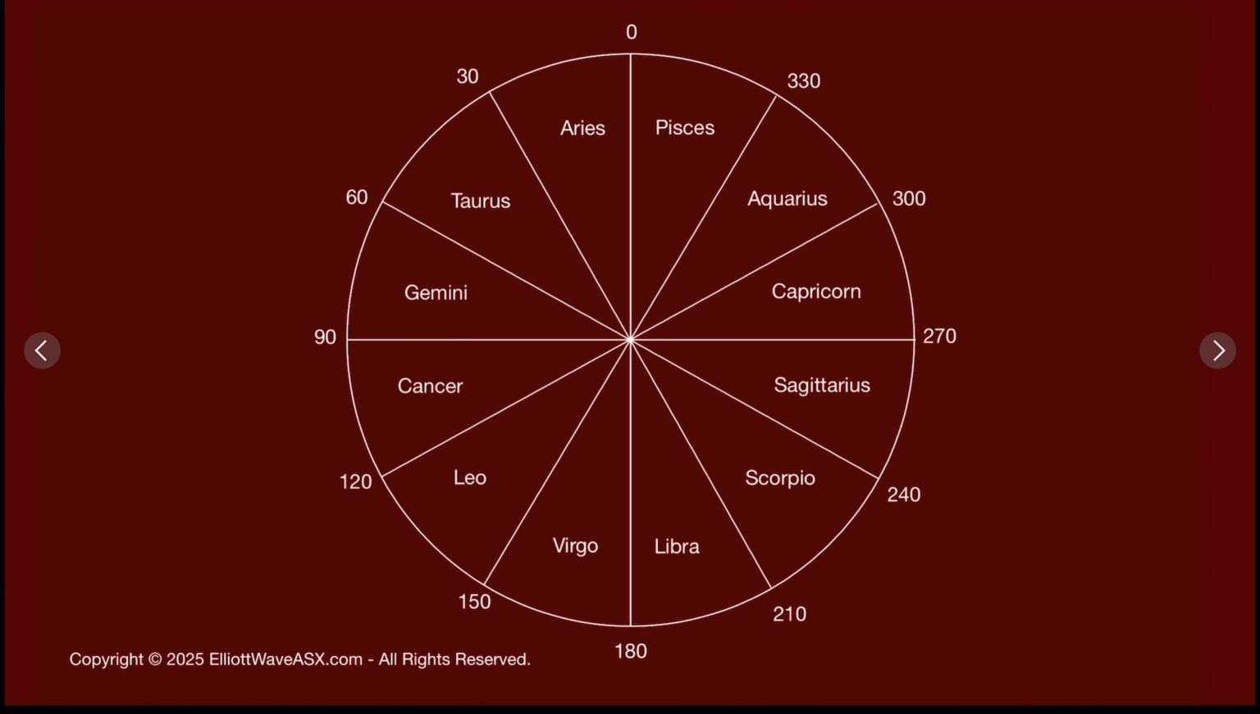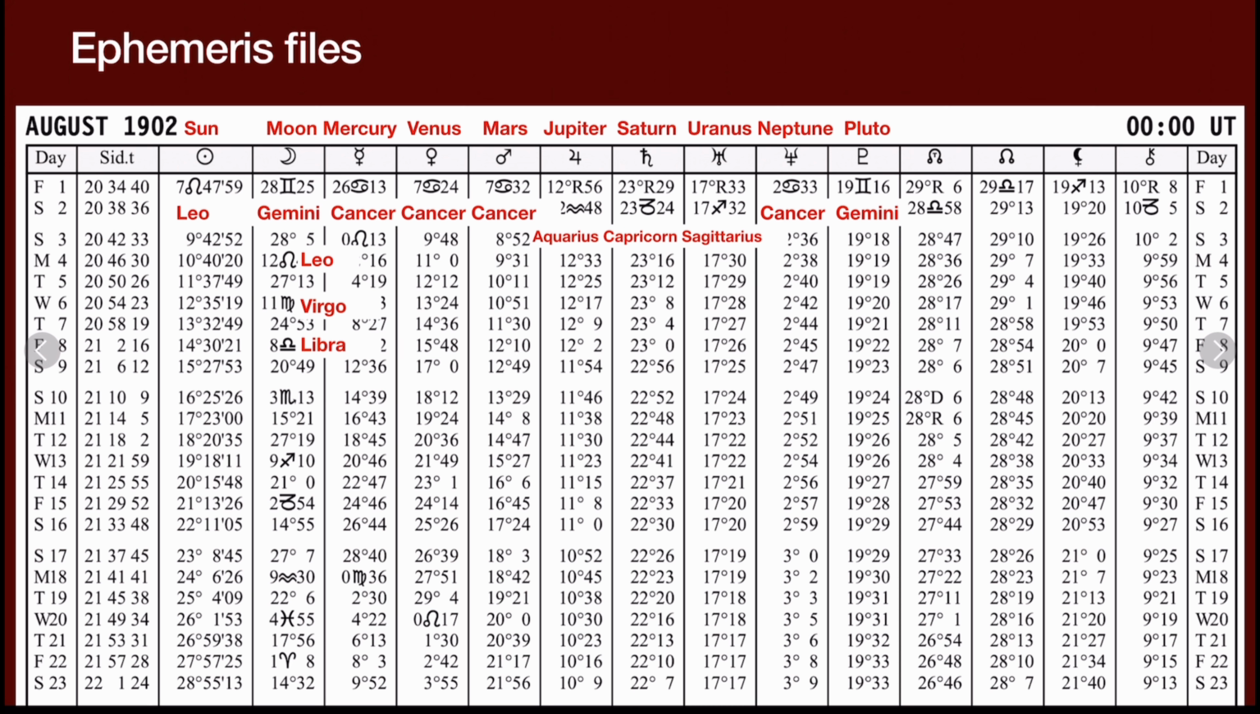So if we go back to the Ephemeris file, you can see, for example, Jupiter is in Aquarius and it's at 12 degrees 56 minutes. Now when it gets to 60 minutes it'll go around to 13 degrees. Now you can round up or down. For this work either is fine, but in this case let's round up and call it 13.